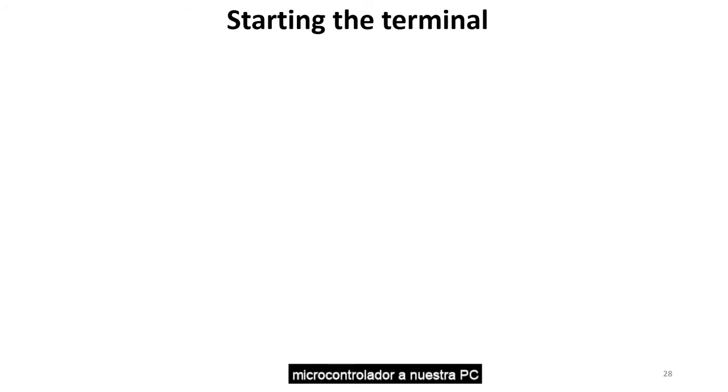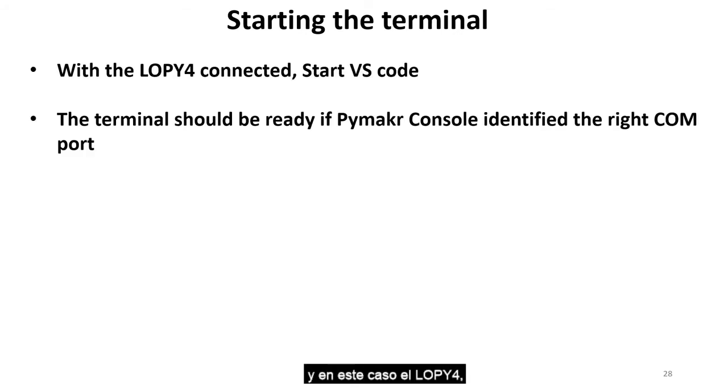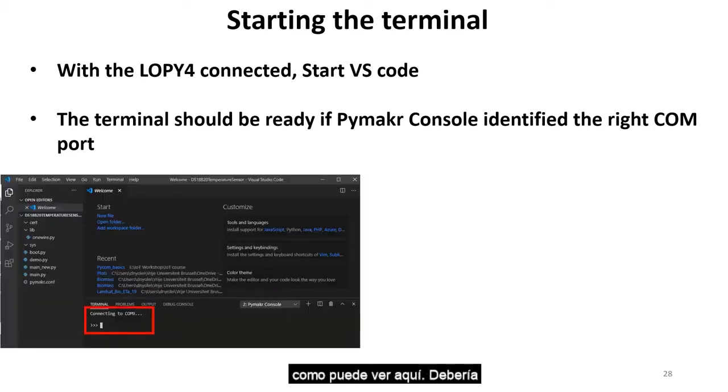Now that we have connected the microcontroller to our PC, in this case the Pico 4, we will go ahead and start the terminal. So go ahead and start Visual Studio Code. The terminal should be ready if the PyMaker console identifies the right COM port, as you can see here. It should write that you're connected to COM 9, in this case for my connection.